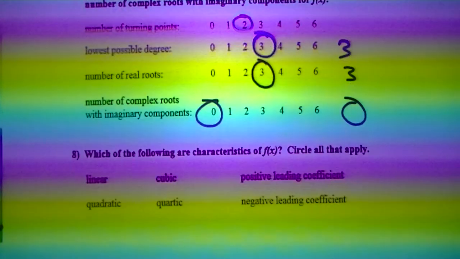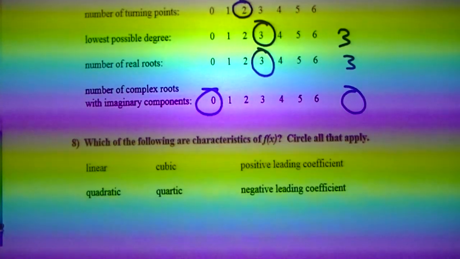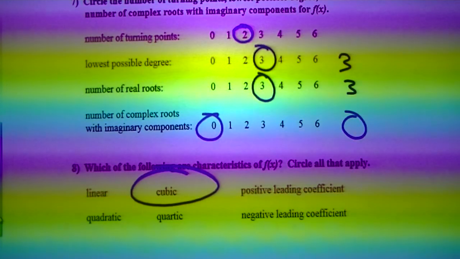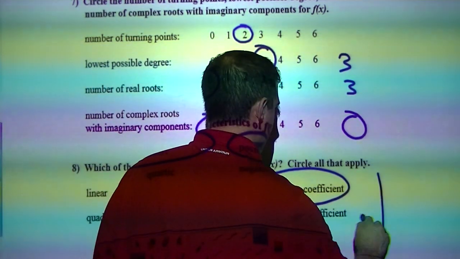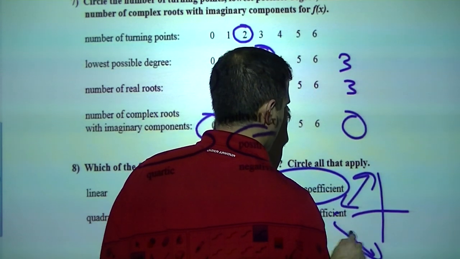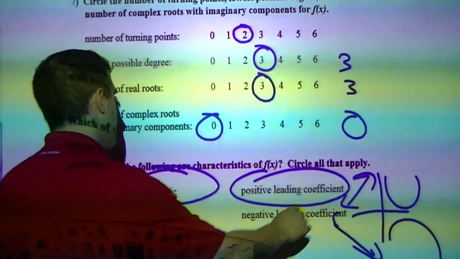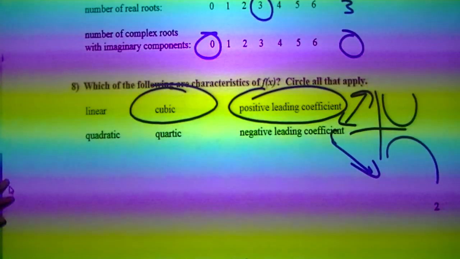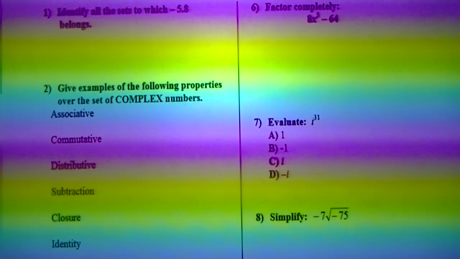Okay, which of the following are characteristics of all that apply? It is a cubic function, and it is positive. The reason why it's positive is it follows that pattern of those 2 endpoints being exactly the same there. Okay, moving on to the next page.